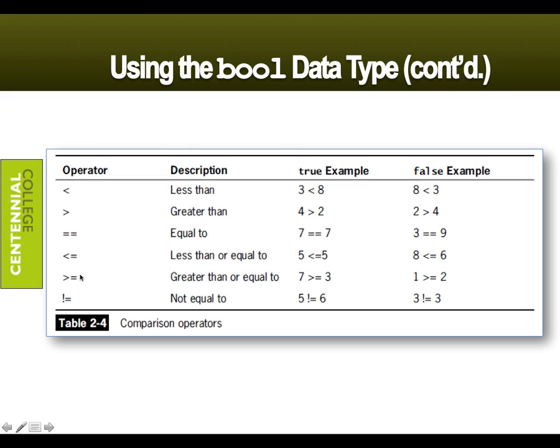Now here's the combination: less than or equal to. We've seen this in math, right? 5 is less than or equal to 5. That's true. And the same thing goes with greater than or equal to.